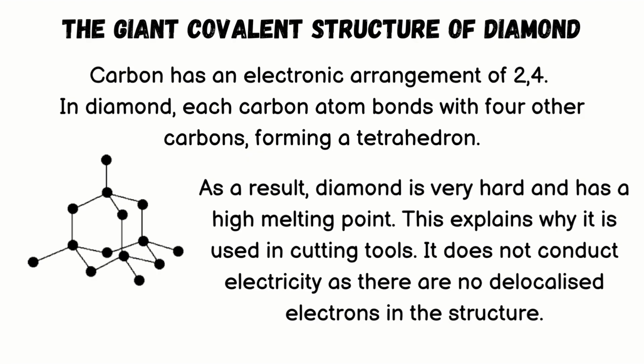The giant covalent structure of diamond. Carbon has an electronic arrangement of 2, 4. In diamond, each carbon atom bonds with 4 other carbon atoms, forming a tetrahedral structure. As a result, diamond is very hard and has a high melting point. This explains why it is used in cutting tools. It does not conduct electricity, as there are no delocalized electrons in the structure.